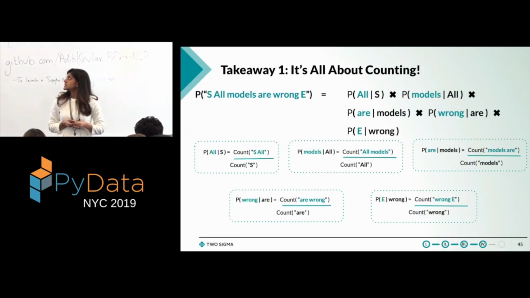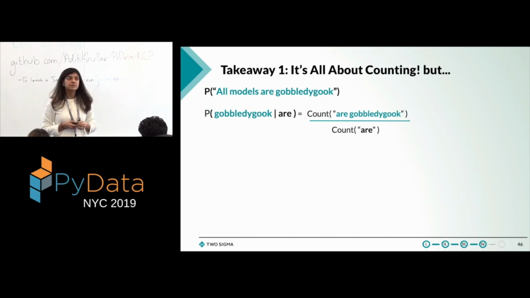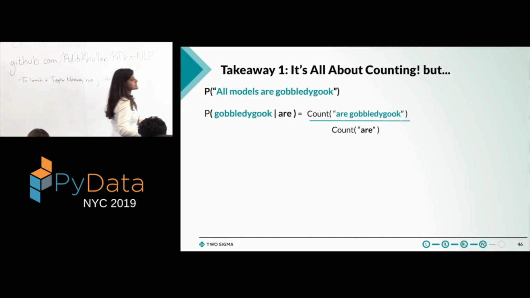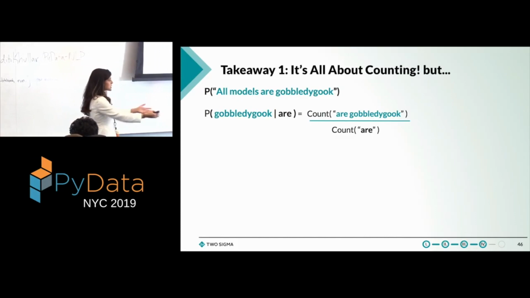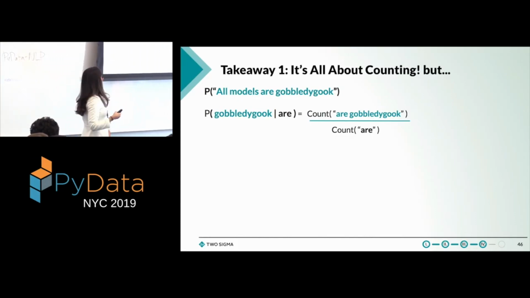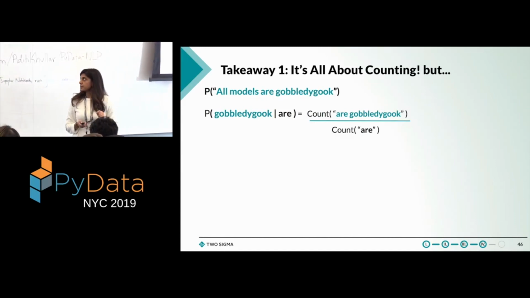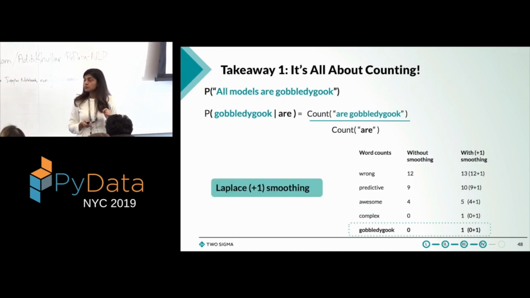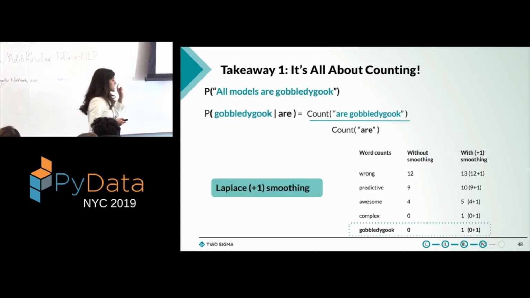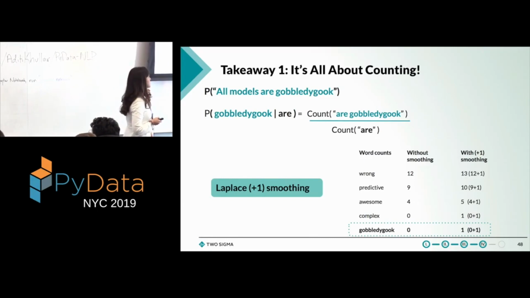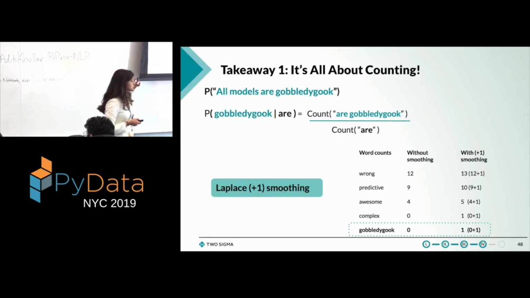But the question was, what happens when your model has not seen the word before, and you're trying to ask, what is the probability of seeing "all models are gobbledygook" when that word never really existed there? That is where the concept that Eugene touched upon called smoothing comes into the picture. Here I'm introducing just one way of smoothing, which is Laplace smoothing, plus 1. You can choose to do plus 1 or plus n, or for that matter, even fractional counts can be added.